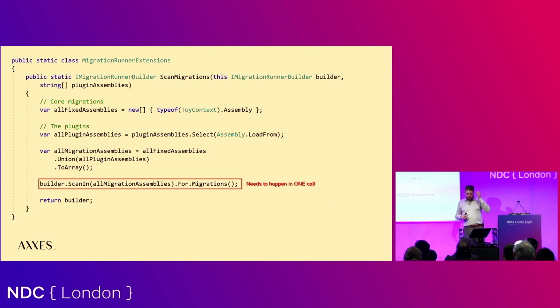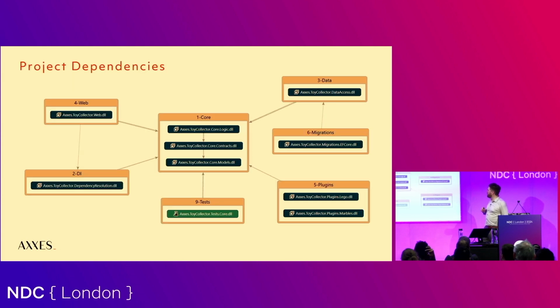So all you need to realize, and that's the only tricky part about Fluent Migrator, it has this builder.ScanIn method that scans the assemblies that you pass it for migrations. The problem about that is it gives you the impression that you could call that multiple times, and you can't. You have to pass in all of the assemblies in one go, because if you call it multiple times, it just takes the last time that you called it. So be aware of that. It's the only thing that is tricky about Fluent Migrator.